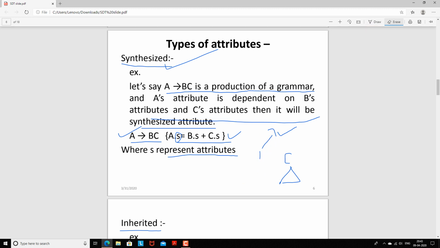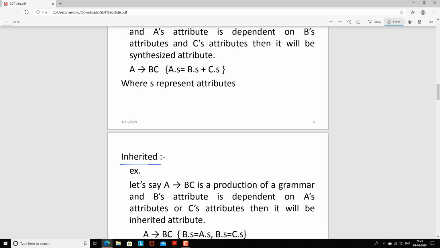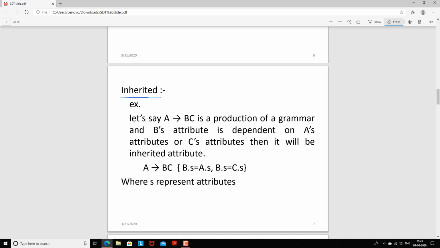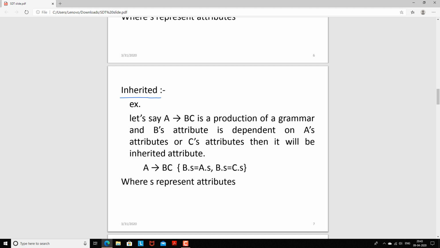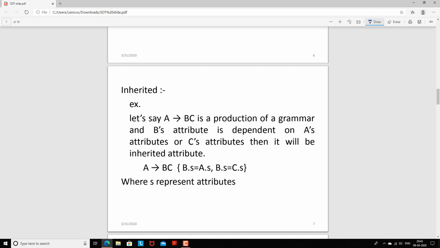We will move to the next attribute category, and that is inherited attribute. Inherited attribute is another classification of SDT. Here you can see, let's say A turns to BC is a production of a grammar, and B's attribute depends on A's attributes or C's attributes. Then it will be an inherited attribute.